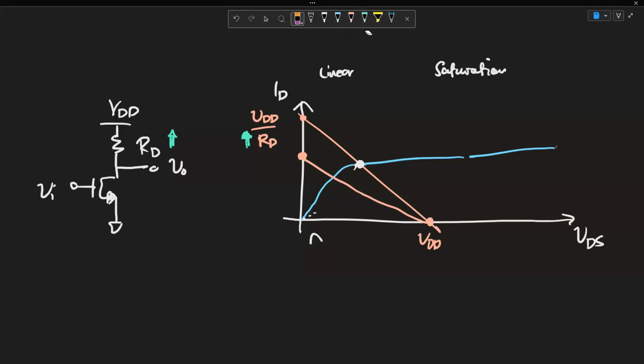Which tells us that our quiescent point moved from there to here, which looks suspiciously linear because it is. Essentially, when we changed RD, we moved the load line in such a way that its y-intercept decreased, and we looked at where the intersection of our two lines is again, which is akin to solving the system of equations, and found that we moved the biasing to this new point, the green point.